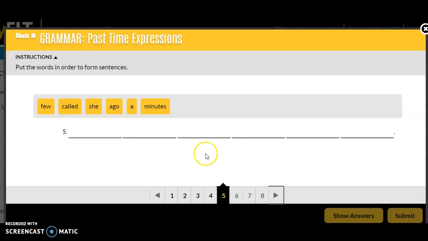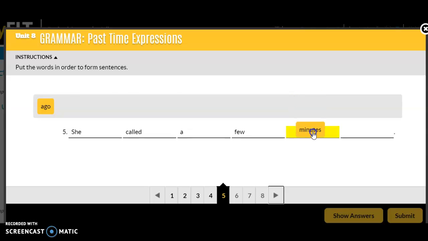The answer for this one, start with my subject, she, and my verb, called. And then when did she call? A few minutes ago. She called a few minutes ago. You can also put the time expression at the beginning. A few minutes ago, she called.